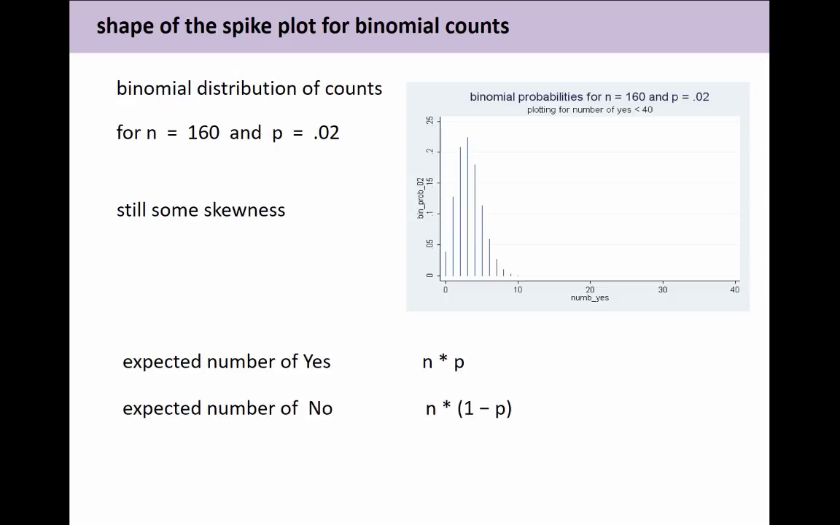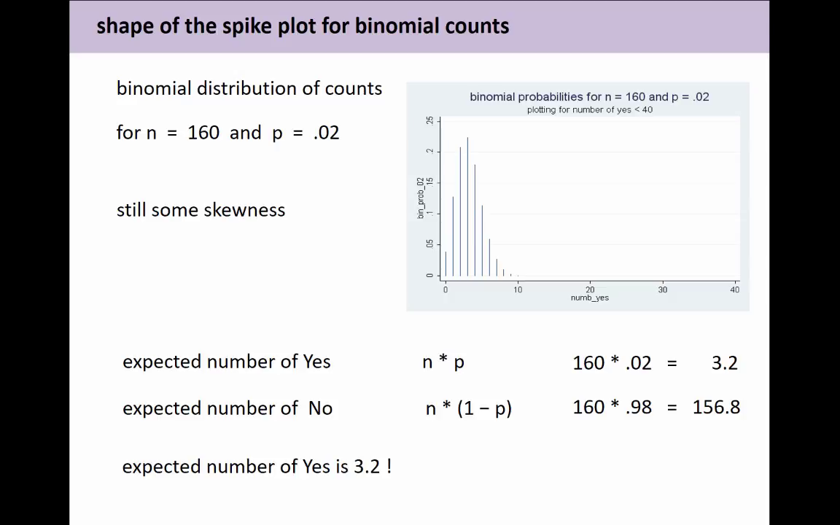Well, what happens if we work out our expected numbers of yes and no? 160 times 0.02 is still 3.2. 160 times 0.98 is 156.8. Your expected number of yes and your expected number of no should always add up to the integer that's your sample size. So here we are again. The expected number of yes is 3.2. Normal approximation, still not wise. Even though the sample size of 160 sounds pretty decent.